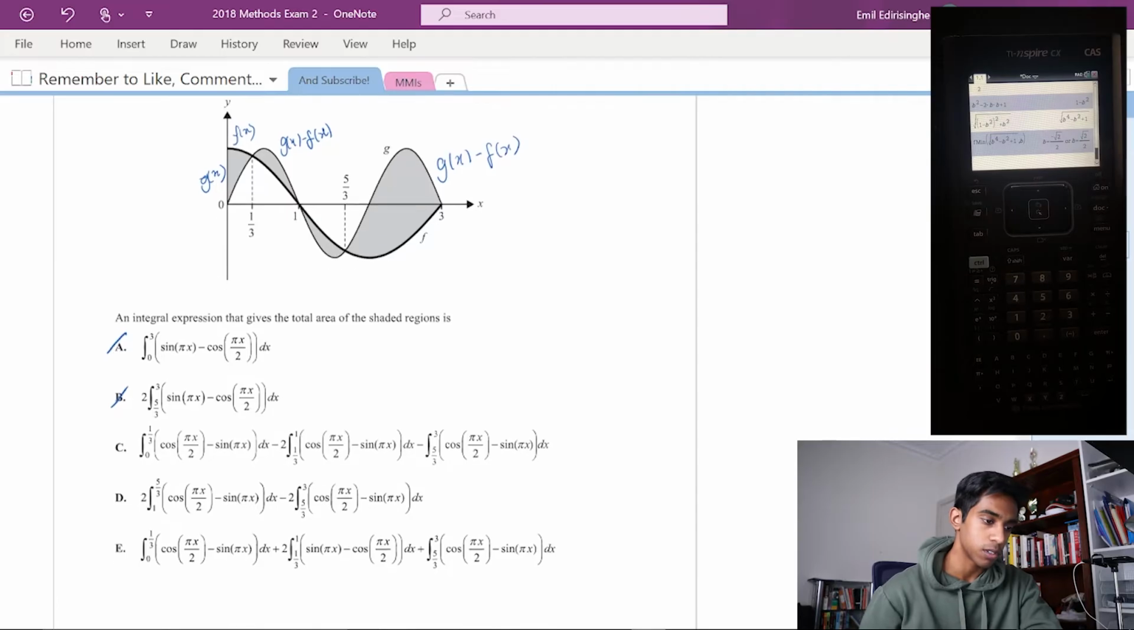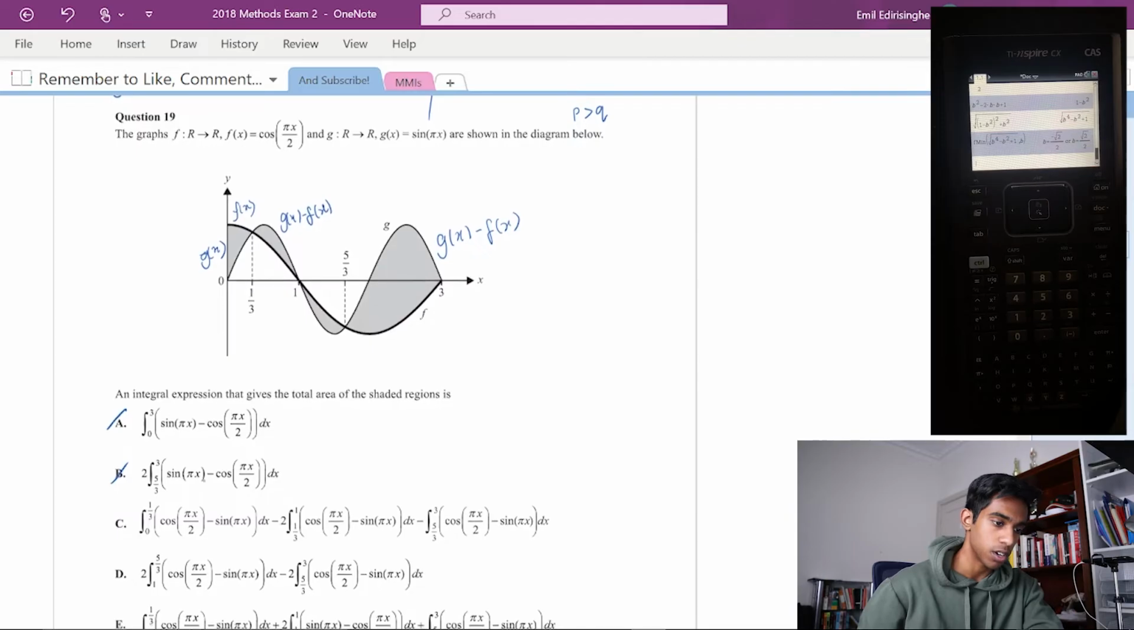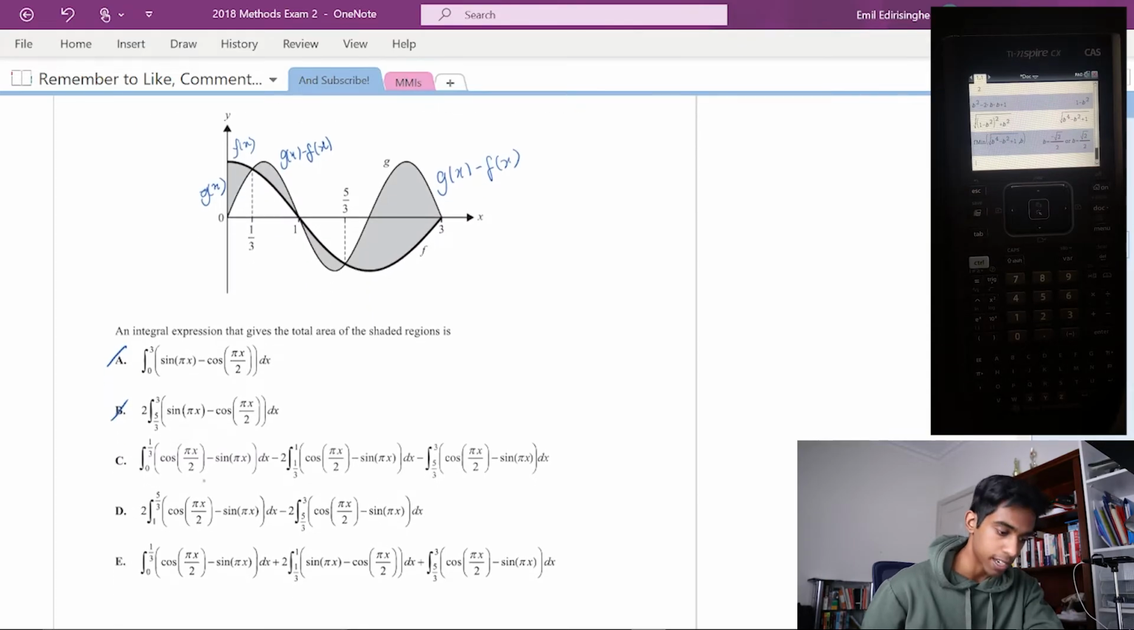So if we have a look here, E looks the most right to me at the moment. So we've got 0 to 1/3 of f of x minus g of x, so that's right. Then we've got g of x minus f of x times 2 from 1/3 to 1. And then we've got 5/3 to 3 of g of x minus f of x. So this one is unfortunately not right because this is mixed up.